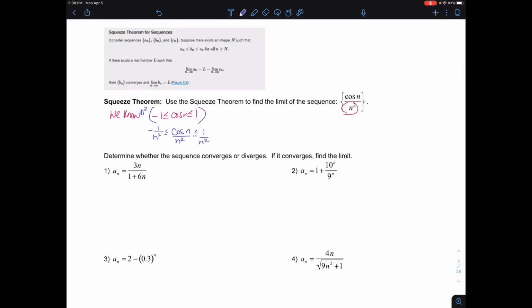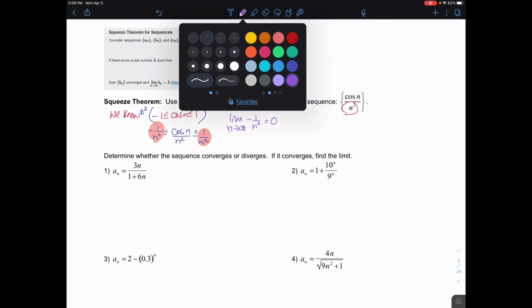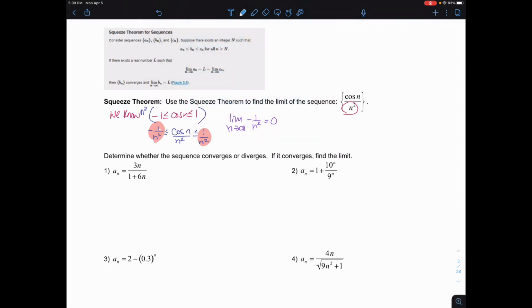So now what I want to do is I want to see, does that have a limit? And does that have a limit at infinity? So let's look at both limits separately. So let's do the limit as n goes to infinity of -1 over n squared. Well, if I put infinity on the bottom, I have -1 over a really, really big number, which is 0. So that side's converging to 0. What's happening on the other side? So on the other side, we have the limit as n goes to infinity of 1 over n squared.